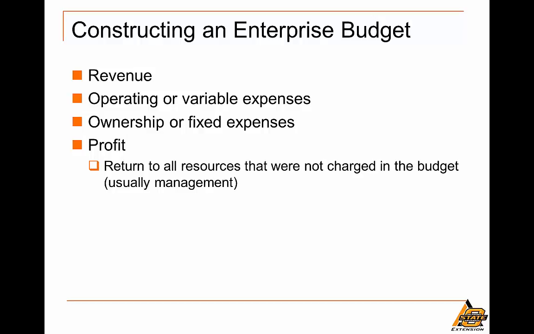And so they amount to the revenue items, operating or variable expenses, ownership or fixed expenses, and what is remaining, and that's a profit. The profit is shown as a residual earning after resources utilized in the operation have been assigned a payment.